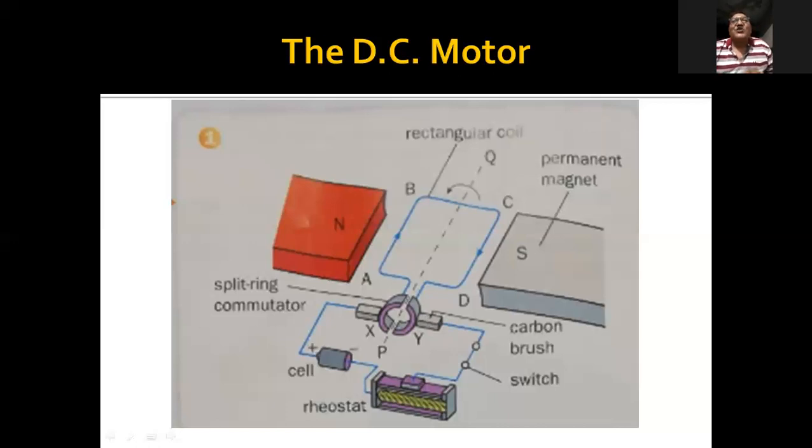So no more electricity will be going into the coil, because these gaps are for this purpose. So when the coil becomes vertical, these gaps come in front of these carbon brushes. So that connection of the electricity to the coil is disconnected. No more electricity going into the coil. But due to the inertia, this coil continues rotating.